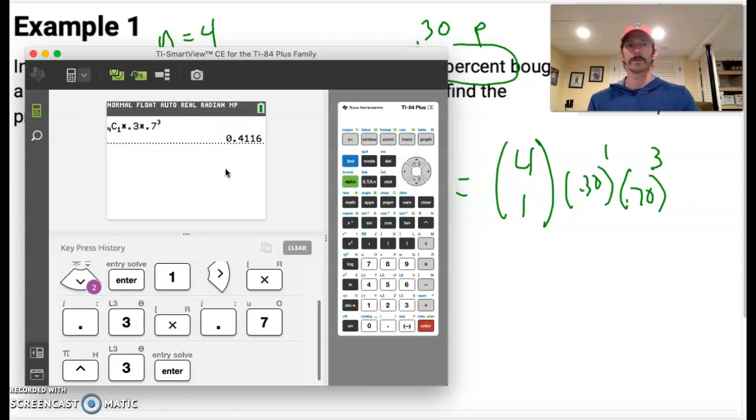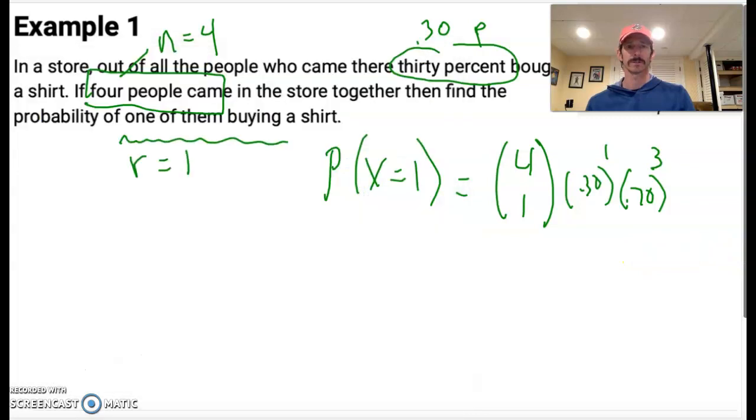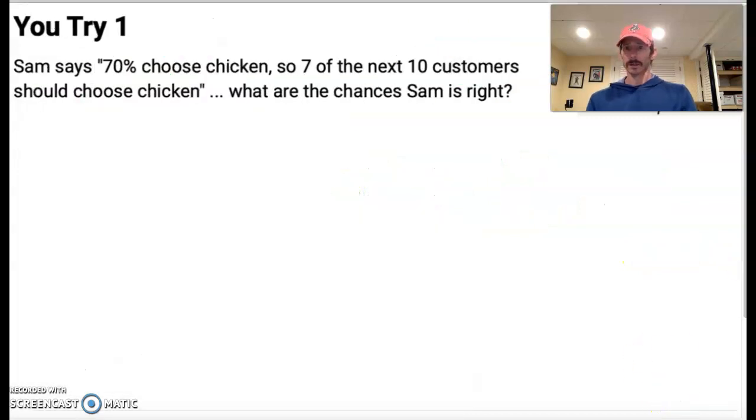There it is. And if I hit enter, then our answer is 0.4116. So the probability of 1 person out of 4 buying a shirt is 41.16%. So you're going to pause right now and you're going to try the same thing. So pause the video and give it a go.